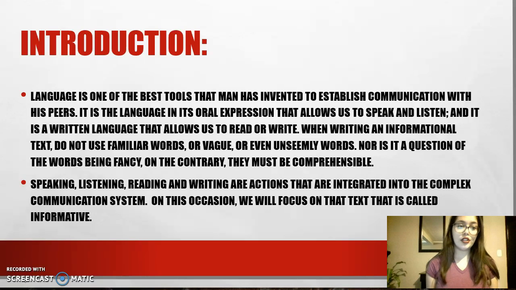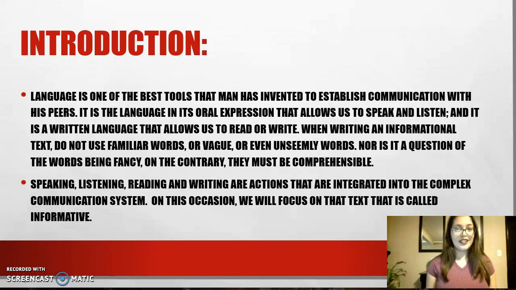Language is one of the best tools that man has invented to establish communication with his peers. It is oral expression, which allows you to speak and listen, and it is written language, which allows you to read or write.